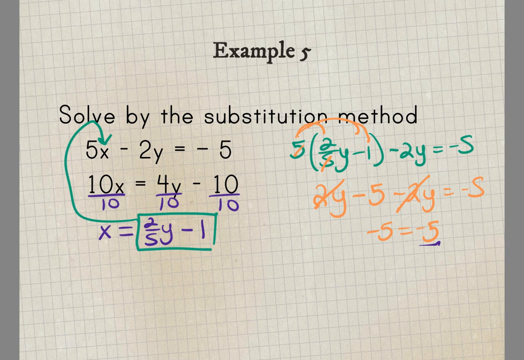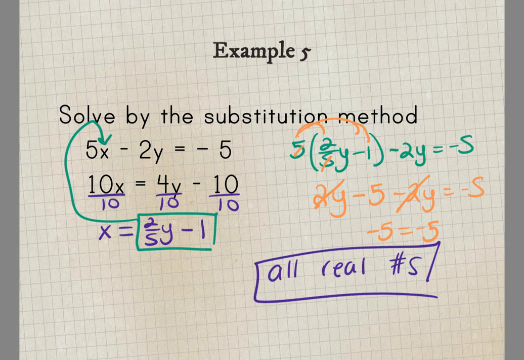So my variables are gone, but what's left is a true statement, which means this is all real numbers, or infinitely many solutions. All right, that wraps up solving by substitution. I hope that helps.